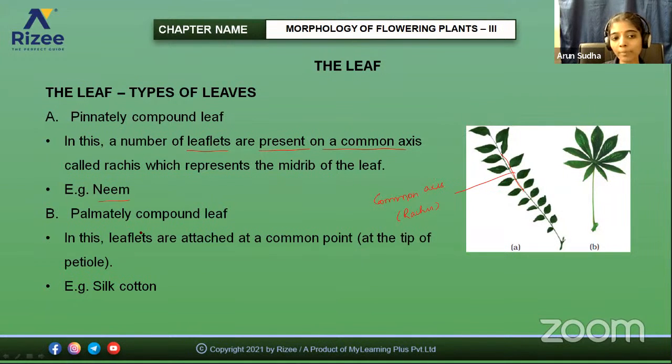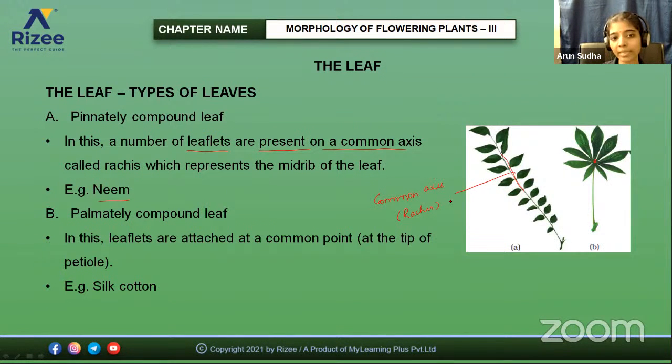And in the case of palmately compound leaf, the leaflets are arranged at a common point at the tip of the petiole. So example is silk cotton. So here how the leaves are arranged, they are attached to a common point. So this is one point where all the leaves are attached. So this is the palmately compound leaf.